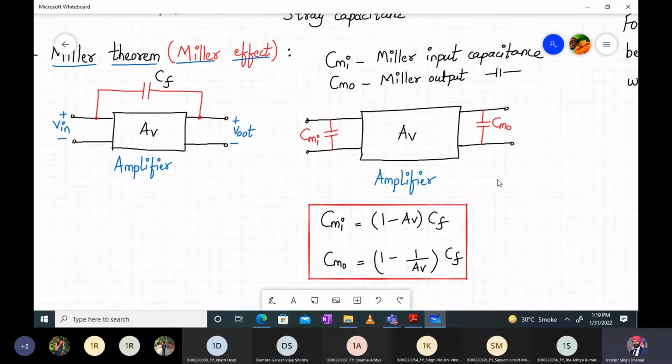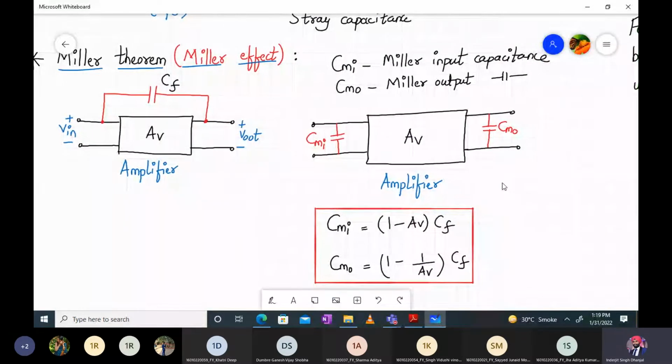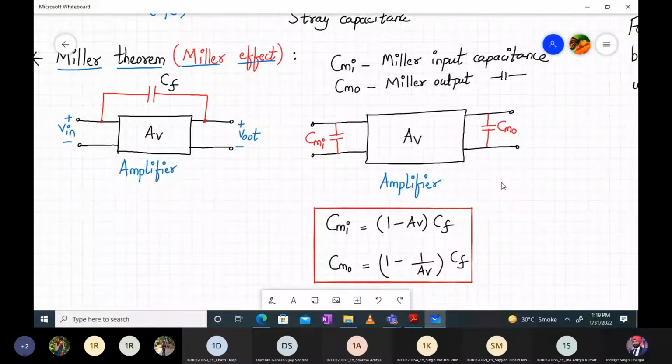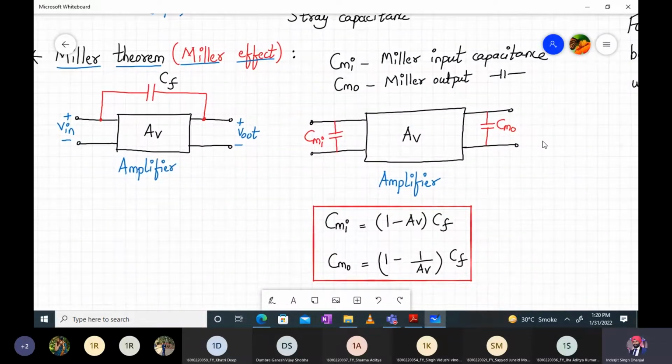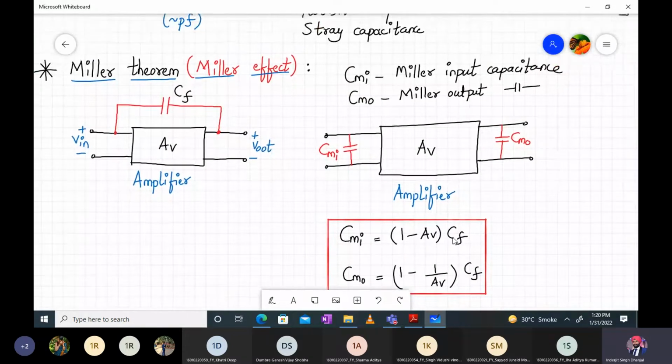And we have seen the derivation. I have sent the recorded video of the derivation. CMI can be written as (1 minus AV) into CF, where CF is the feedback capacitor, and AV is the voltage gain of an inverting amplifier. So voltage gain is negative. CMO is (1 minus 1 upon AV) into CF. Okay, so these were the formulas for the input and output Miller capacitance. So this was an important concept which we'll be utilizing right now.